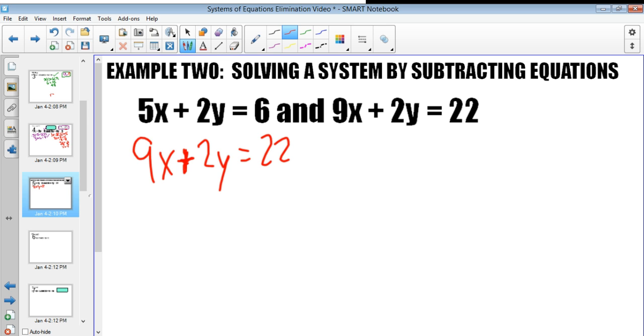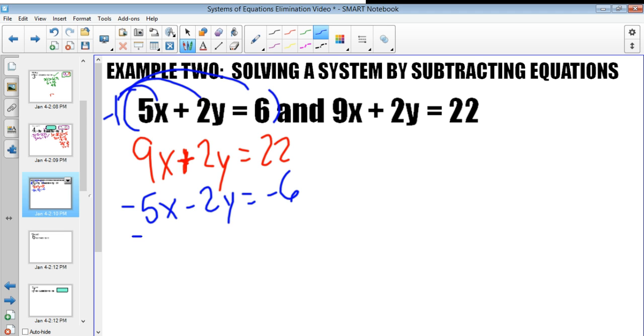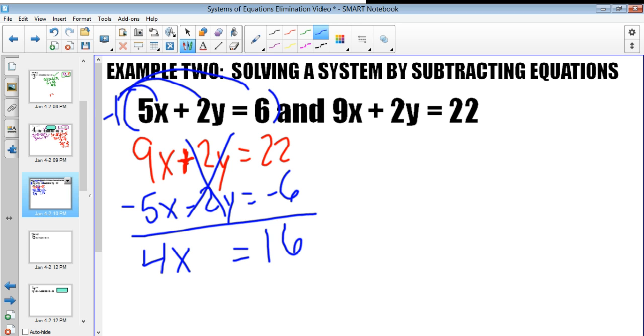So now what I need to do is subtract one equation from another. I'm going to subtract this top one, because this has a smaller x and a smaller integer there. So essentially what I'm going to do is distribute a negative 1 to everything inside. That's going to give me negative 5x minus 2y equals negative 6. From there, I can just simply add, and that'll give me 4x, these reduce down to 0, equals 16. Then divide by 4, x equals 4.